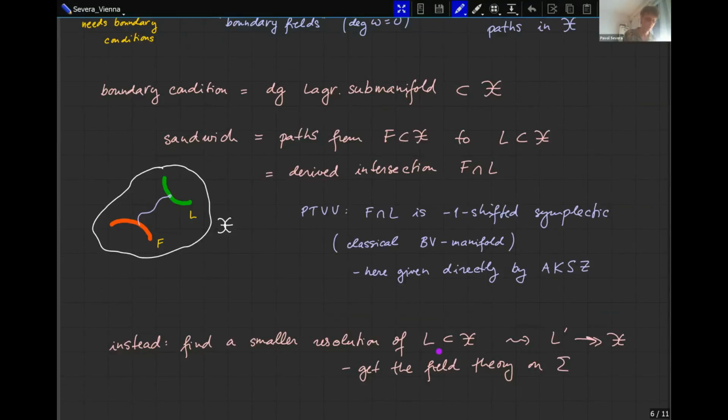So instead of taking this big resolution of L, what is this big resolution? It's basically that we're taking all paths in X that start at L. All those possible things give us some resolution of L. But if instead we take something smaller, in practice this might mean that we take just straight paths, or maybe even straight paths that go in some particular directions transverse to L. Then we're going to get a quasi-isomorphic picture, and we're going to get our field theory on sigma.